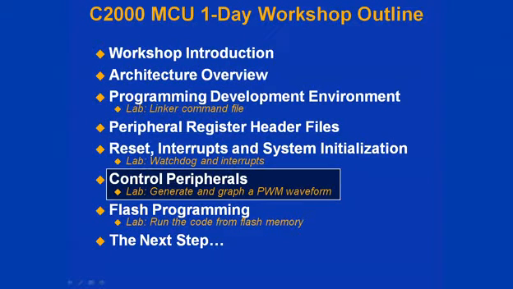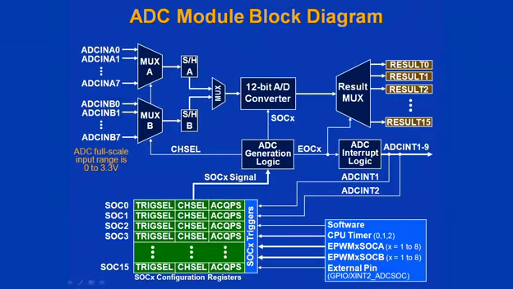In this module, you will learn about the control peripherals, which include the analog to digital converter, EPWM, eCapture, and EQEP. The ADC module is based around a 12-bit converter. There are 16 input channels and 16 result registers. The SoC configuration registers select the trigger source, channel to convert, and the acquisition prescale window size.